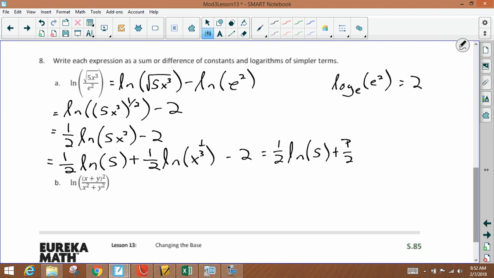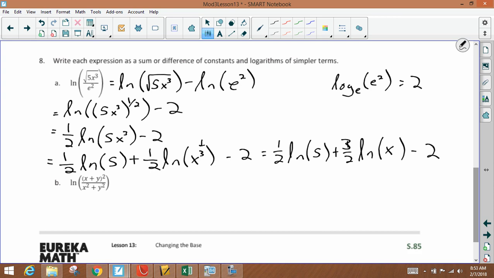Sorry, my bad. 3, right? If I'm going to pull the 3 out, I'm multiplying, right? When the 3 comes out, it's going to be multiplying the 1/2. So 3 times 1/2 is 3 halves. And that's going to be natural log of x. And we're done.